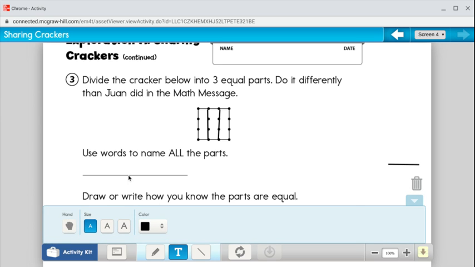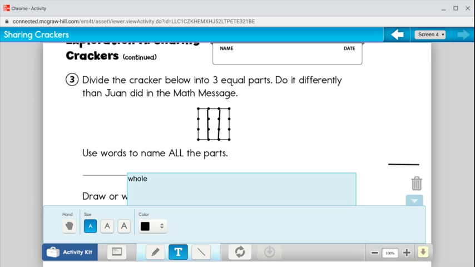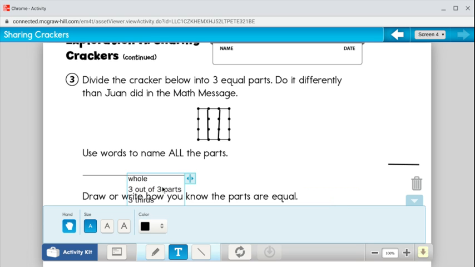The easiest one, right, is whole, the whole thing. We could say 3 out of 3 parts. We also could say 3/3. Any of those would be correct. I always like to go with just the word whole. It's easy to remember. We're talking about the whole thing.